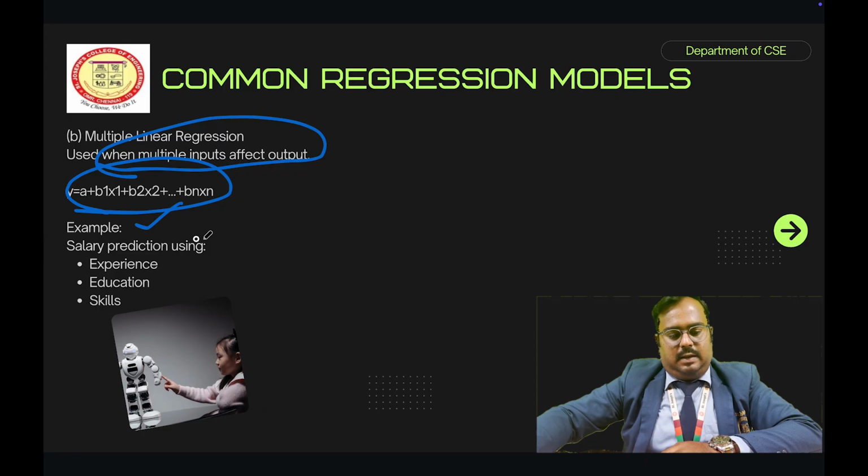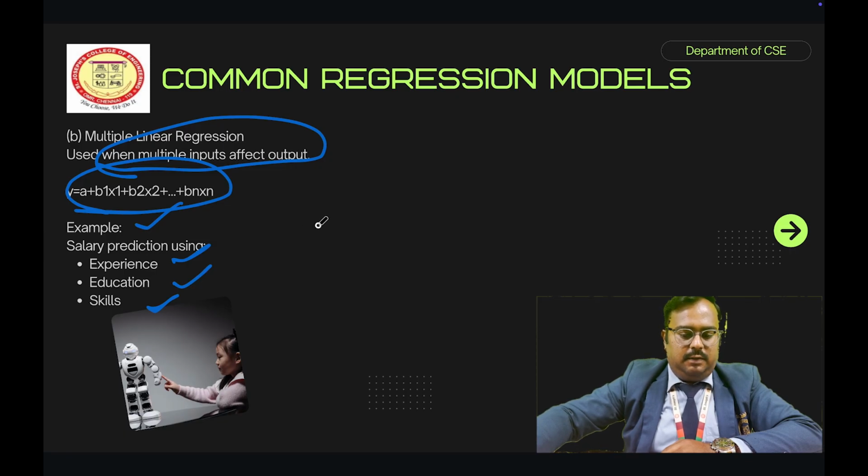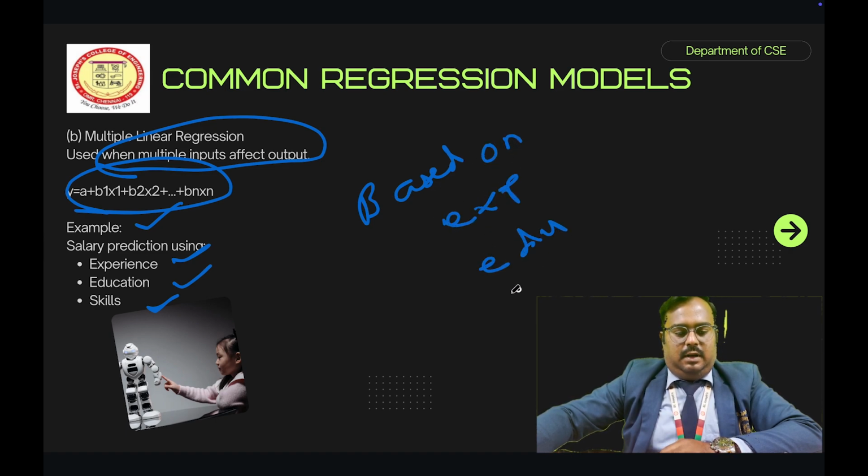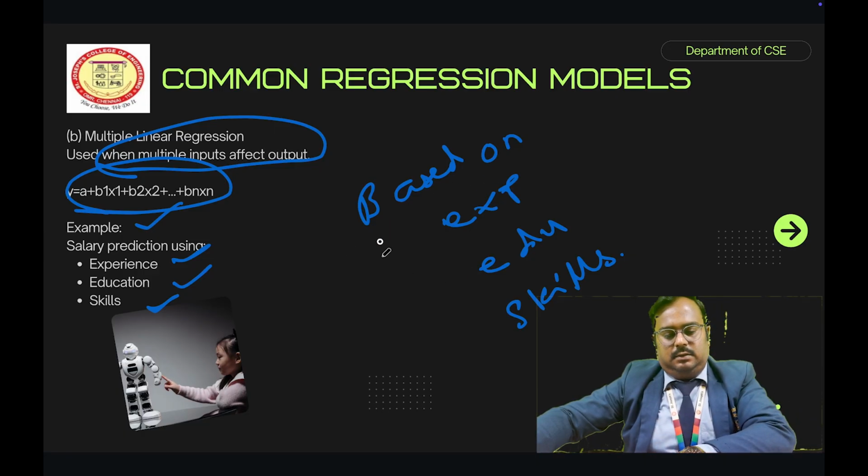So what is meant by salary prediction using experience, education, skill? Based on our experience and education and any advanced skill, the salary will differ. Suppose you join a company, the fresher salary will be 50,000, and after 1 or 2 years you have to upskill. Based on that they will do the appraisal. After that you get a different salary, that is the increment salary, right? So based on experience, education and skills, the salary will differ.